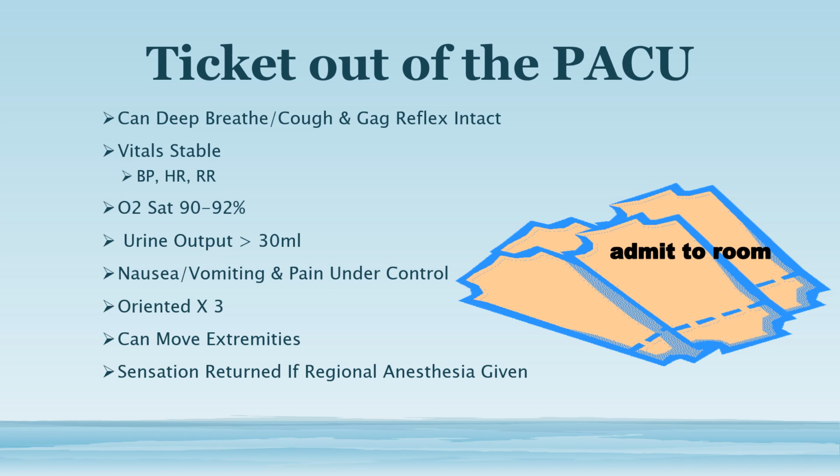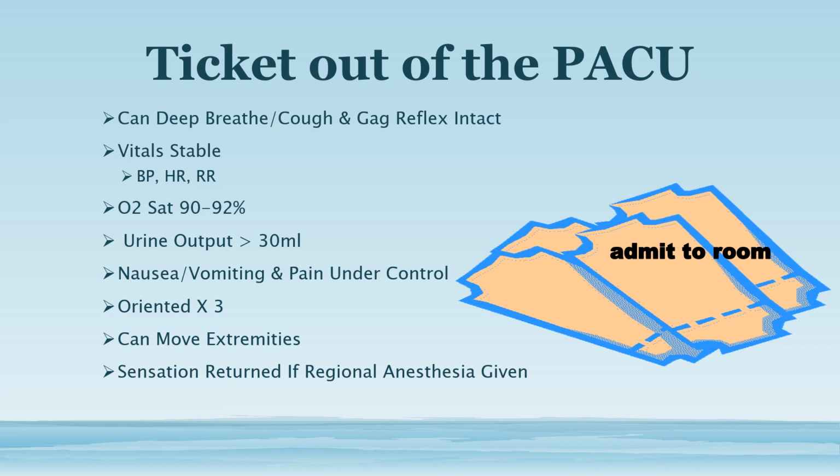Indicators of recovery from anesthesia and readiness for discharge from PACU, also known as the ticket out of the PACU, include a stable blood pressure, adequate respiratory function, and adequate oxygen saturation compared to baseline. More specifically, the client can deep breathe, cough, and the gag reflex is intact. Vital signs are stable, including blood pressure, heart rate, and respiratory rate, and oxygen saturation minimally of 90 to 92%. Nausea, vomiting, and pain are under control.